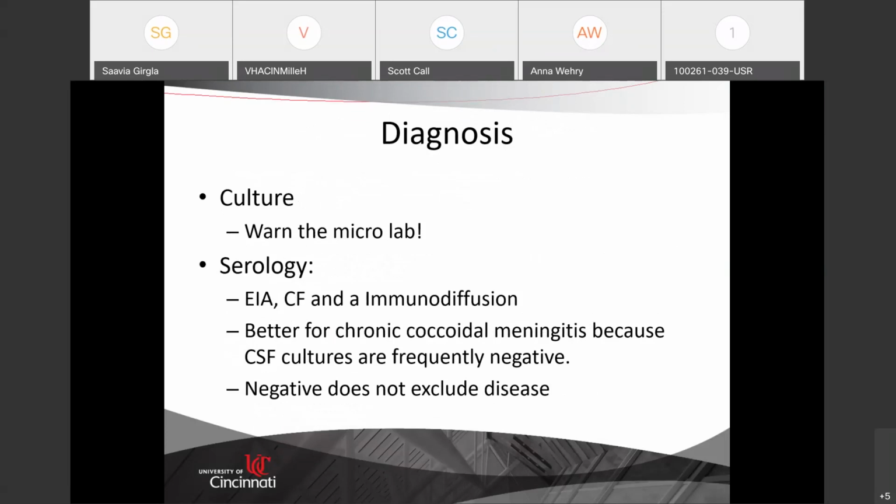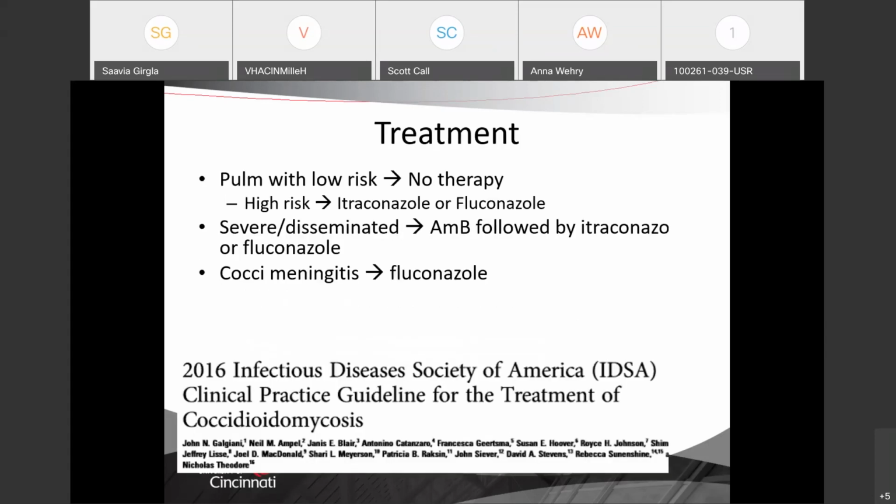For testing, there is immunological testing that is probably more sensitive than the culture, particularly the EIA, which is more sensitive than the complement fixation or the immunodiffusion. These are all just various ways to check for antibodies. Serologies are better for chronic meningitis because it doesn't actually grow well in our cultures, but it doesn't exclude disease.